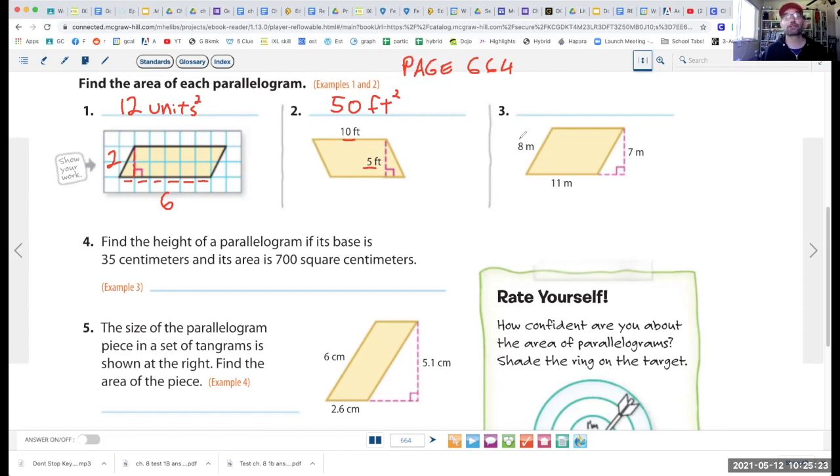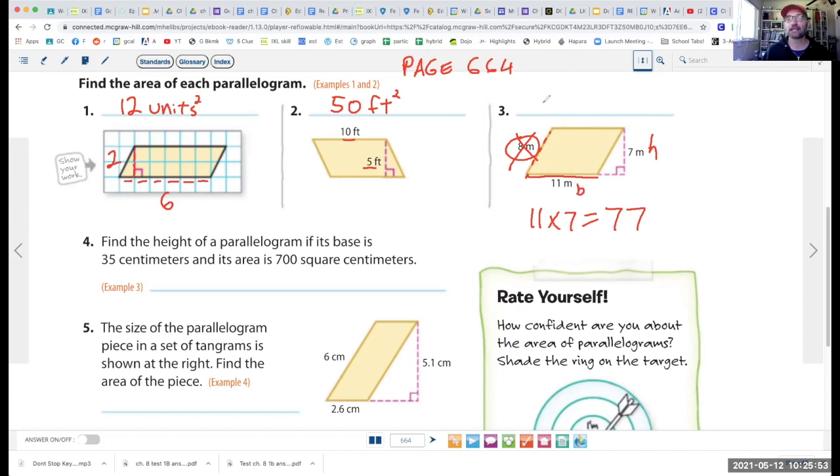All right, and now let's try number 3 the same way, and I'll give you a hint on number 3. They're trying to fool you. They're giving you 3 numbers there, but one of those you don't need. Ready, go. All right, so you should have figured out that the base is 11, right? And the height is 7. 11 times 7 equals 77. This one, 8 meters, you don't use it because we do not worry about the diagonal line, only the straight up and down line. This is the height.